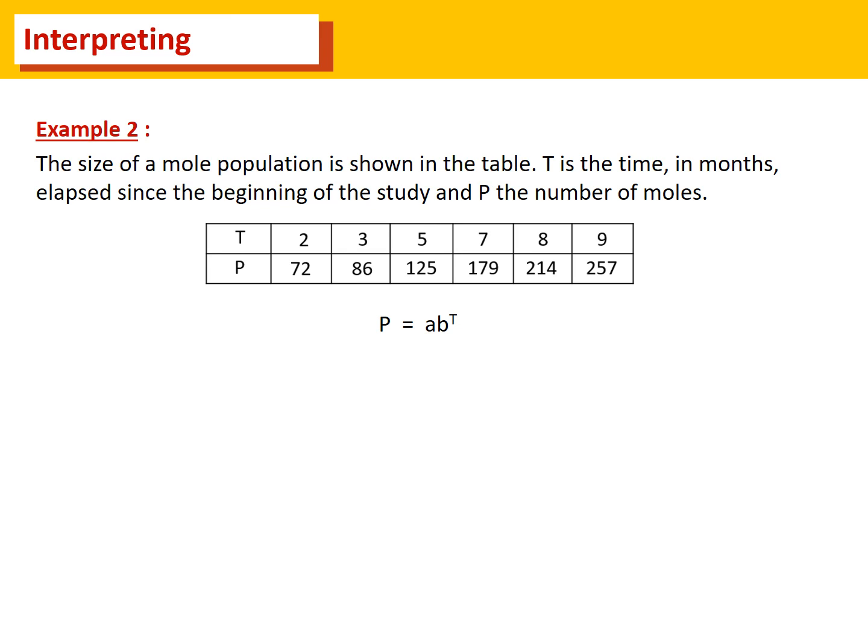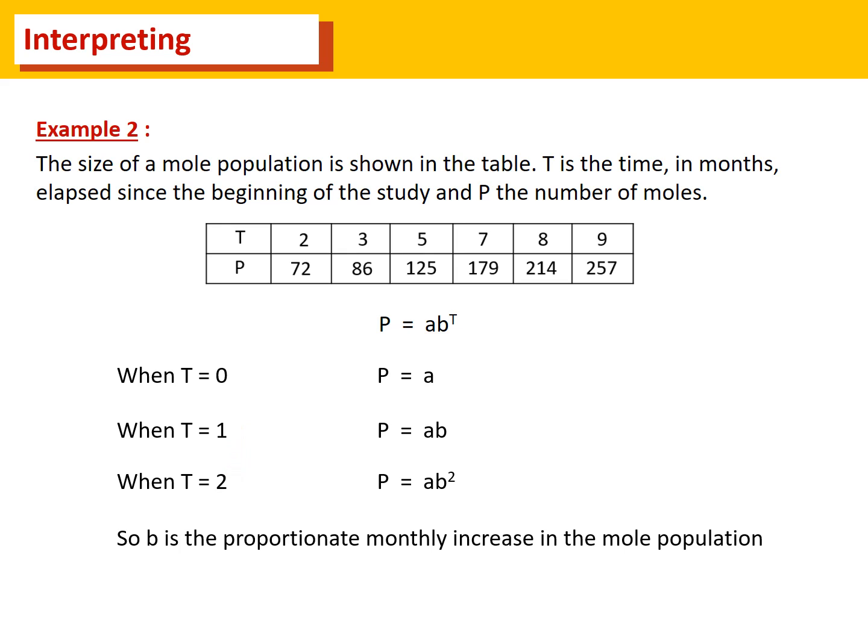So how do we interpret B? Well, when t is 0, P equals A. When t equals 1, P equals A times B. When t equals 2, P equals AB squared. So as the number of months increases, our population is being multiplied by B each time. So B is the proportionate monthly increase in the mole population because we're multiplying by a scale factor of B every month.